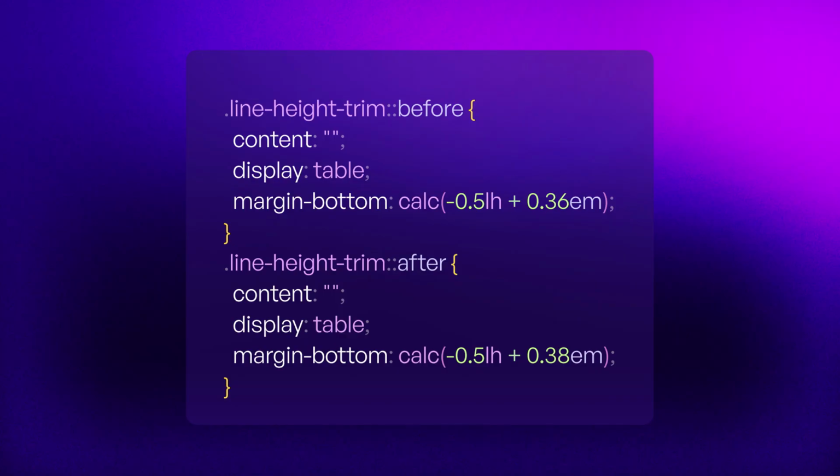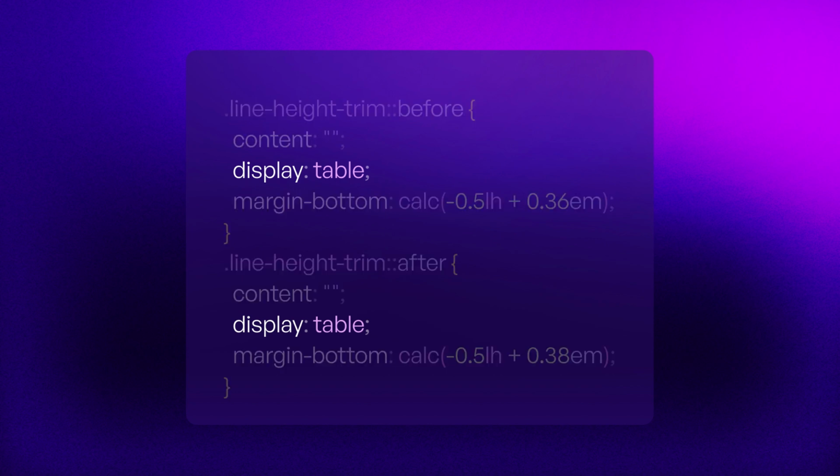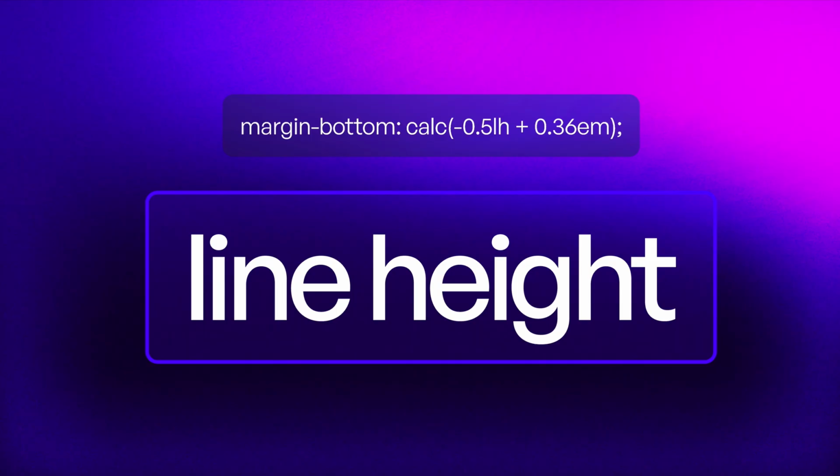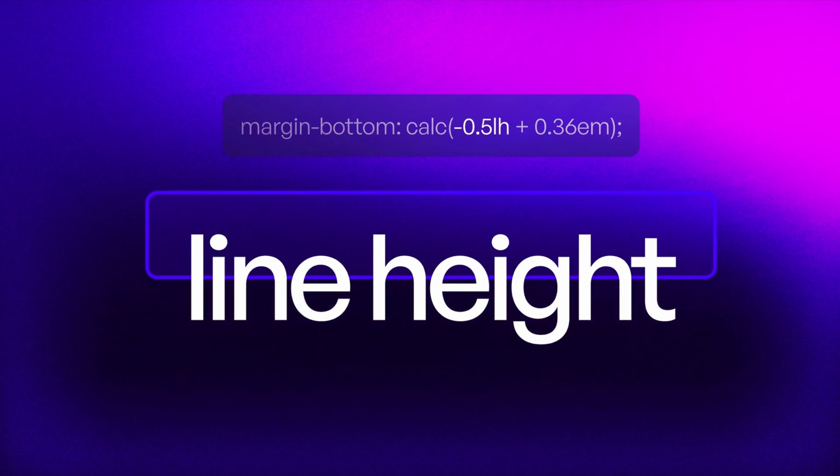We can apply a class of line height trim to any text element and give it these styles. Display table ensures that negative margins reduce the height of the text element instead of pulling it up, and the line height unit makes this all possible. Using negative 0.5 LH makes the negative margin equal to half of the line height, regardless of how large the line height is. And then we can just add to that using EM so that it's based on the font size of the element and always aligns in the right place.